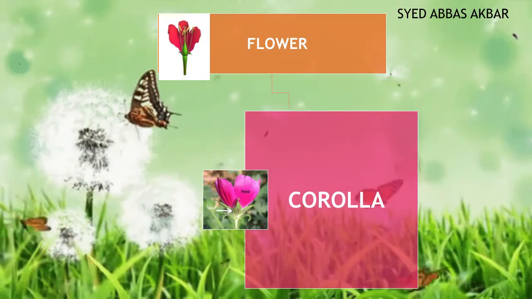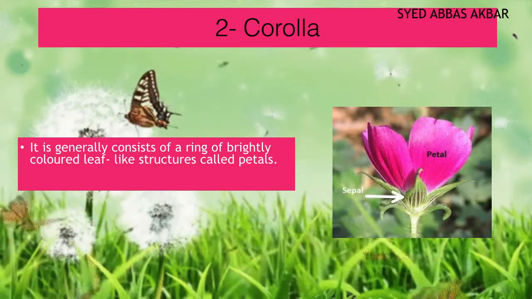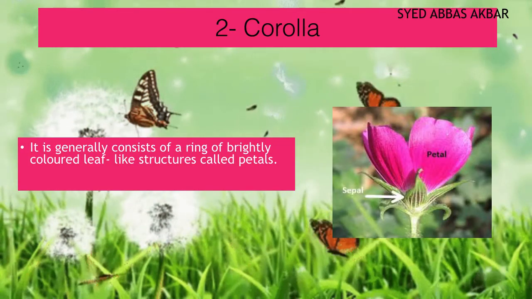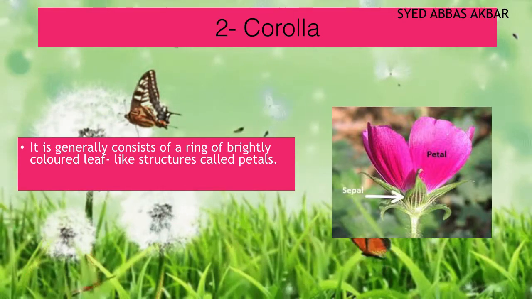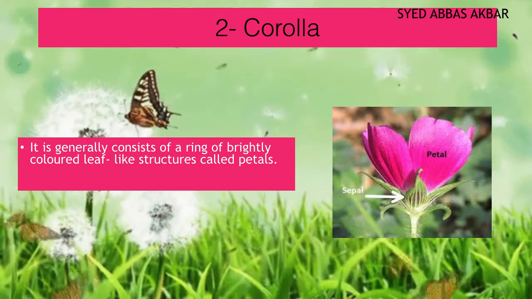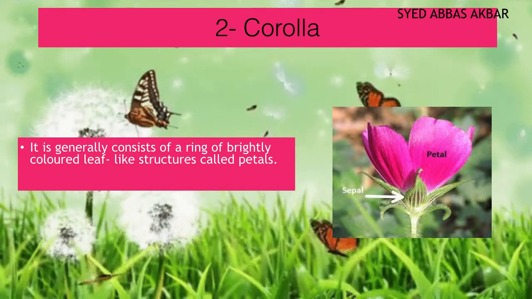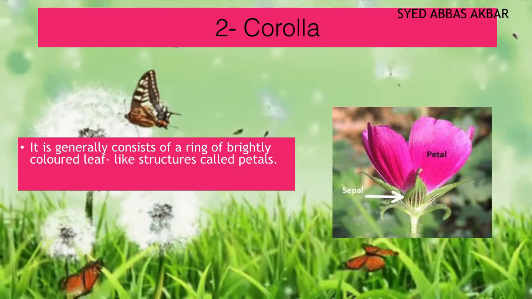Now let us move on to the second whorl, which is the corolla. The corolla generally consists of a ring of brightly colored leaf-like structures called petals. Since petals are brightly colored, they attract insects that help in pollination. They also produce different scents to attract insects towards the flower.